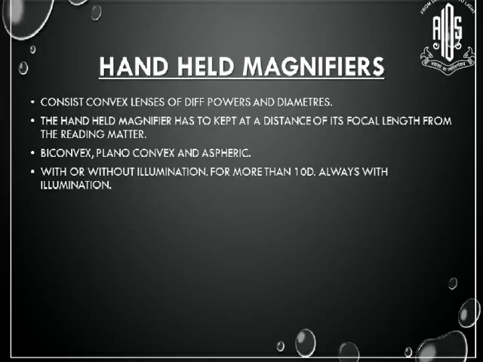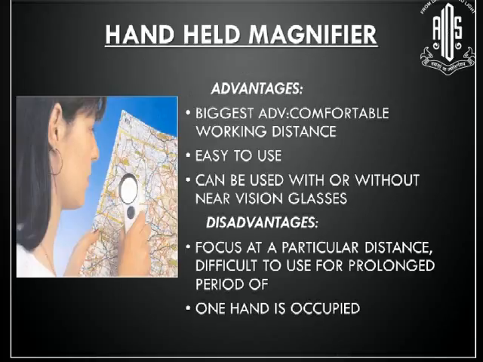Handheld magnifiers. This consists of convex lenses of different powers and diameters. It has to be kept at a distance of its focal length from the reading matter. Advantages: comfortable working distance, easy to use, can be used with or without near vision glasses. The disadvantages: one hand is always occupied, it focuses on a particular distance, and it is difficult to use for a prolonged period of time.